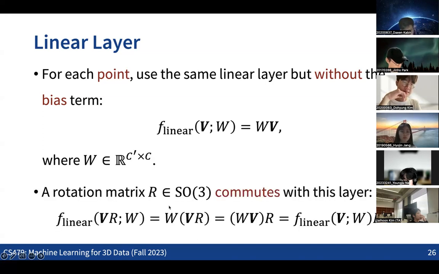Because if we see that, it's basically the case that we are multiplying the W matrix on the left-hand side, and applying the rotation is basically multiplying a matrix on the right-hand side. Then, if you first rotate the input data and then feed that input to this linear layer, it becomes the same as first feeding the input to the linear layer and then applying the rotation matrix, right? So this is quite clear in terms of achieving rotation equivariance, right?